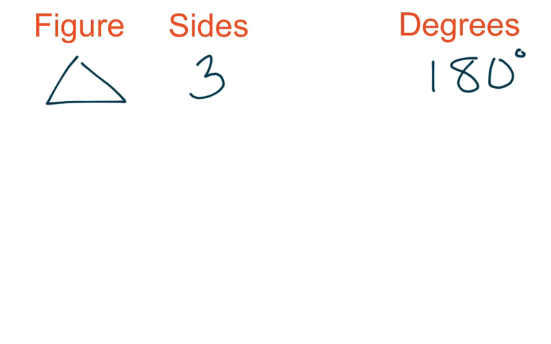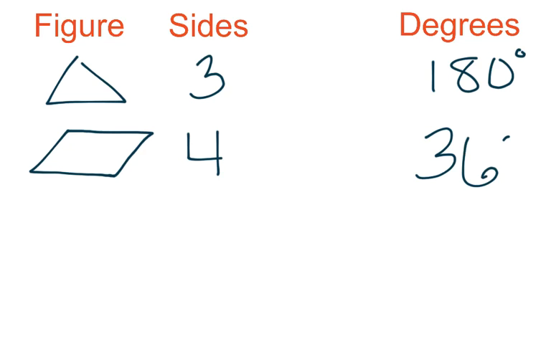The next figure that we had was a square. I'm going to draw another type of four-sided figure. I'm going to draw a parallelogram. Now, if we add up the four corners of this figure, we have four sides to it. When we add up the four angles, we would get a total of 360 degrees.